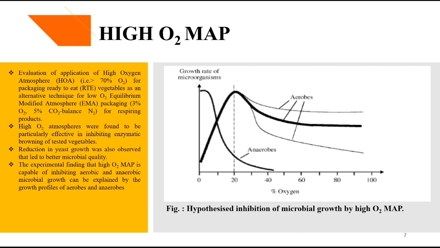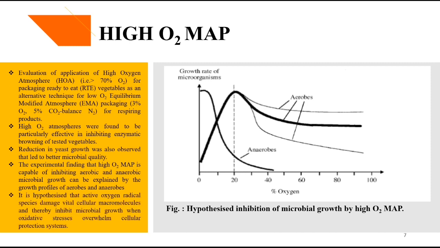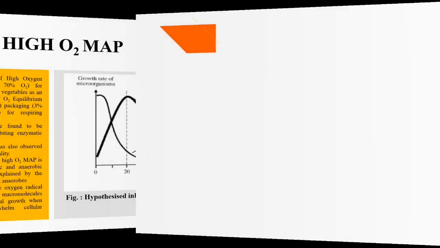As you can see in this figure, with the increase in the concentration of oxygen, the growth level of aerobic as well as anaerobic bacteria decreased significantly. It is hypothesized that active oxygen radical species damage vital cellular macromolecules and thereby inhibit microbial growth when oxidative stresses overwhelm the cellular protection system. Now next is the testing of novel MAP for various applications.